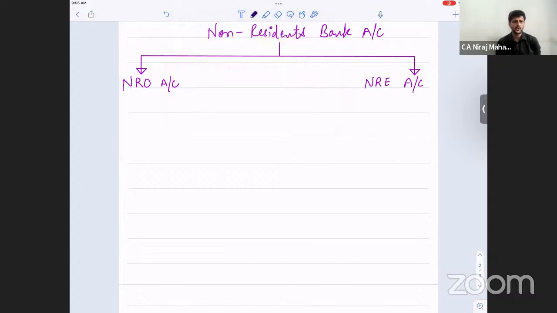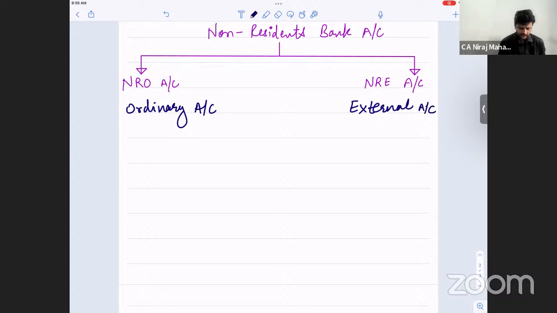Now NRO means which non-resident? Obviously, NR is your common non-resident. It is your ordinary account. O is for ordinary. And E is for external account. Both are allowed to be opened only by non-residents. This much is now clear. So what is the difference?